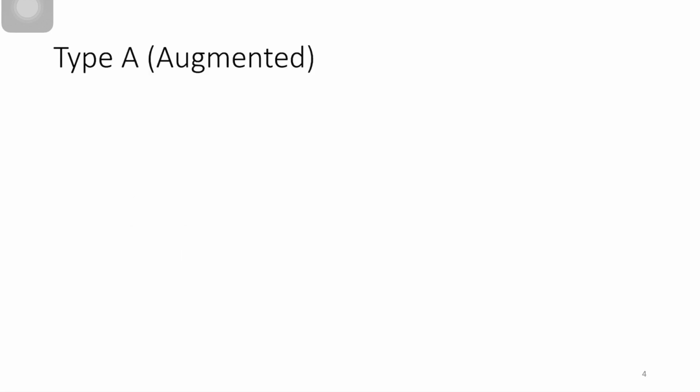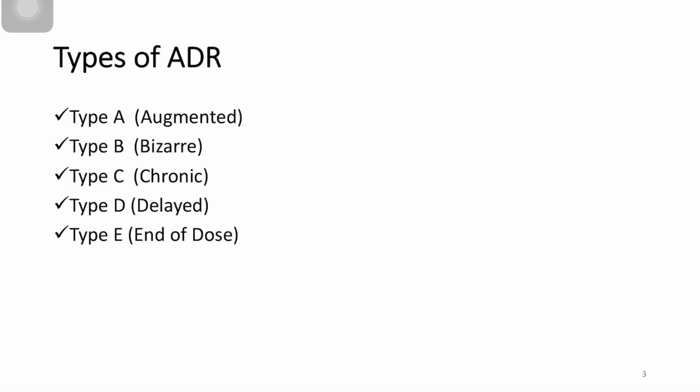So let's talk about adverse drug reactions. There are different types of adverse drug reactions. Type A reaction is augmented. Type B reaction is bizarre. Type C is chronic reaction. Type D is delayed. Type E is end of dose. And we'll discuss all these adverse drug reactions in brief.